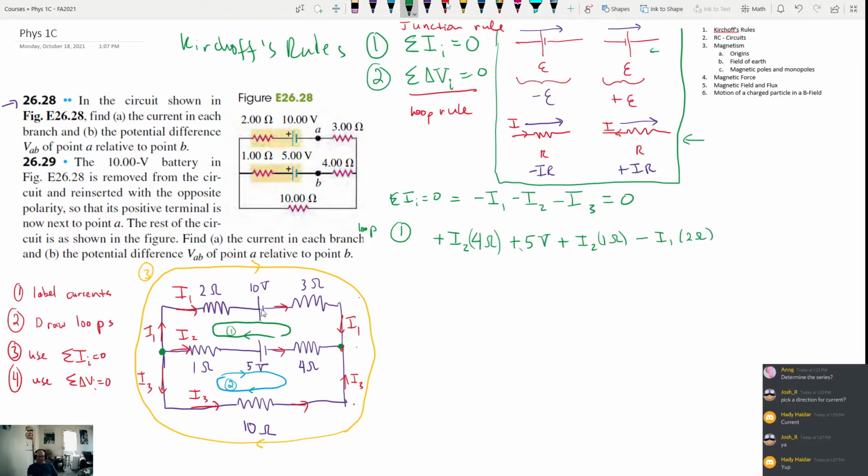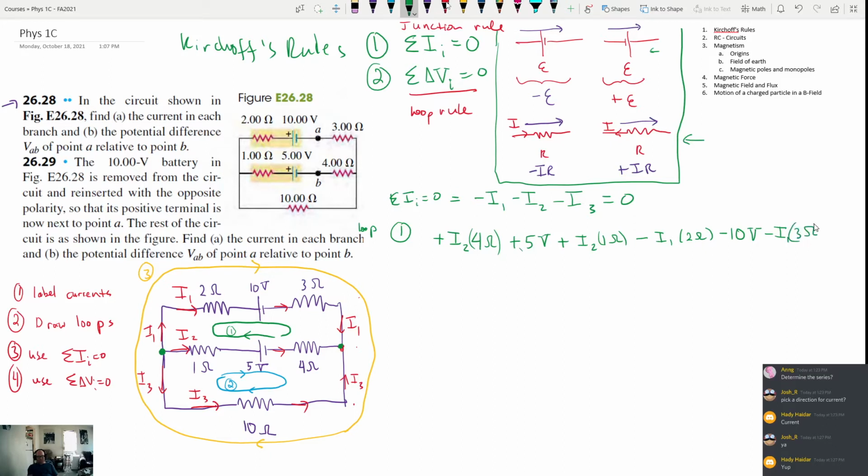And then we get to the battery. We're going from positive to negative, so that's like this right here where you write negative E, which is negative 10 now. And finally, this piece right here where we have 3 ohms times I1. And we're going in the same direction as the current again, so we're going to write negative I1 times 3 ohms.